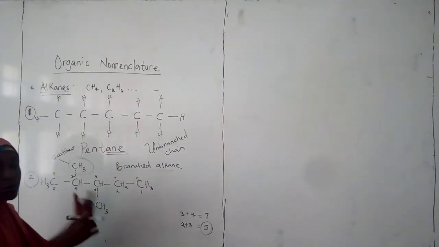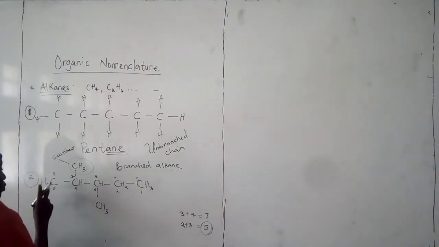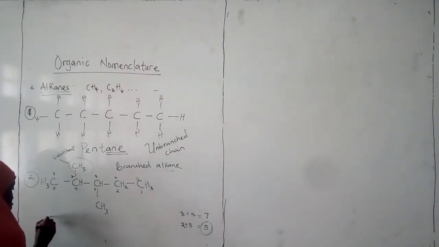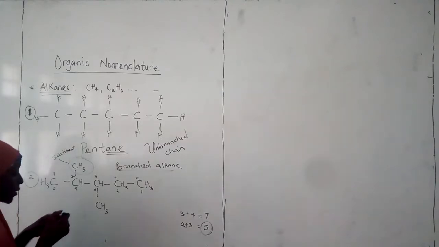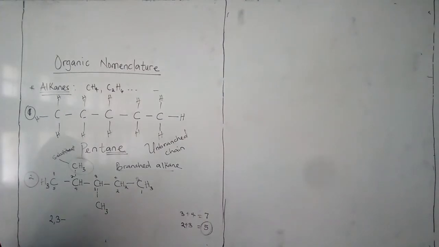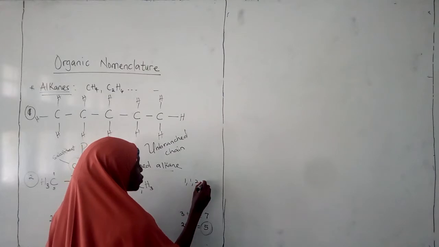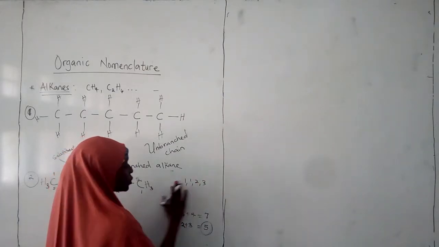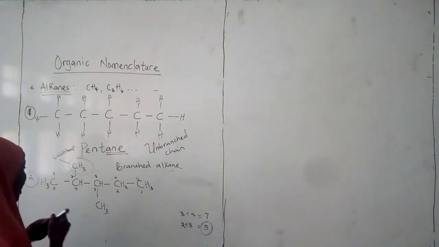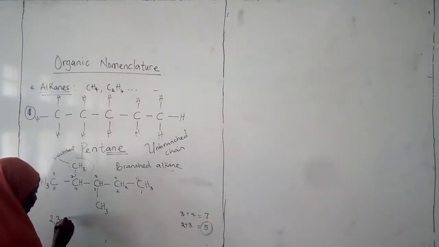Since we have the same substituents, methyl and methyl, it's going to be 2, 3. Since there are two numbers, we put a comma. If you have like 5 methyls, you have 1, 1, 1, 2, 2. You always put commas in between the numbers. Now since we have 2 methyls, we are going to use the prefix di.